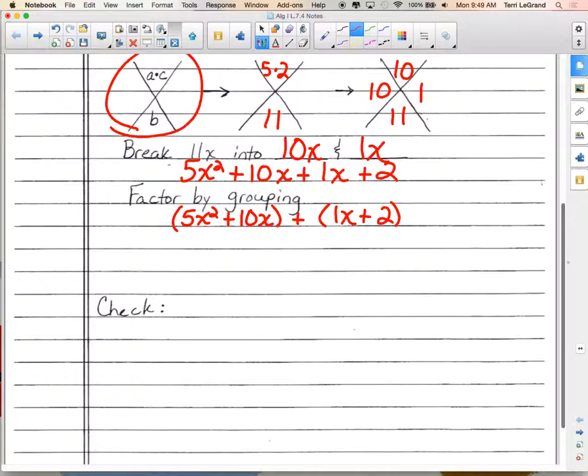What's the GCF of the first group? 5x. What's the other factor? X plus 2. Okay? That's our first group's new factored name. Bring down the addition between the groups. And what's the GCF of the second group? 1. Just 1. So 1 has to be written. And our other factor for that group is? X plus 2.